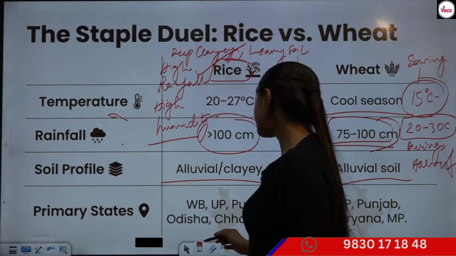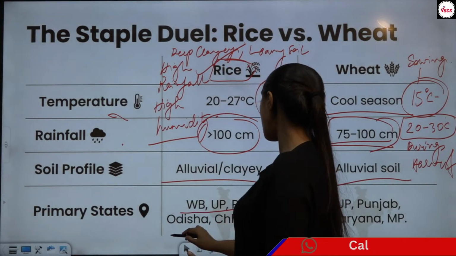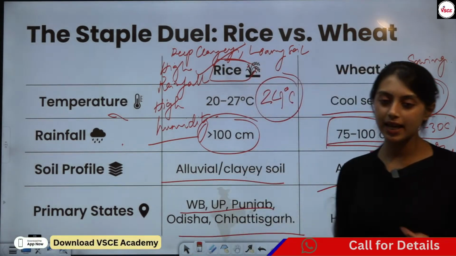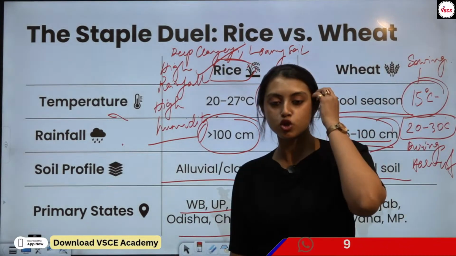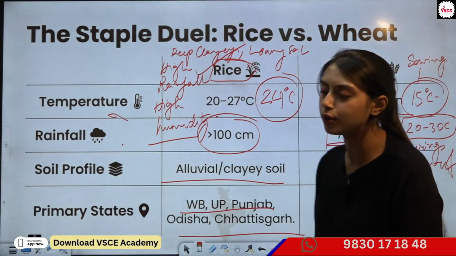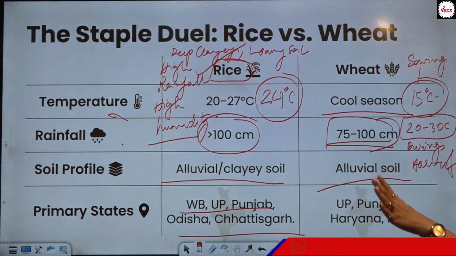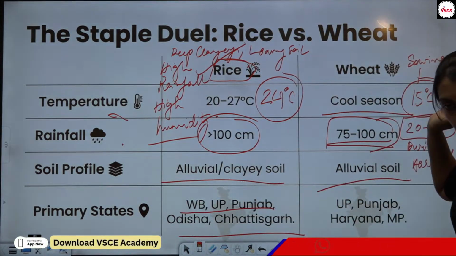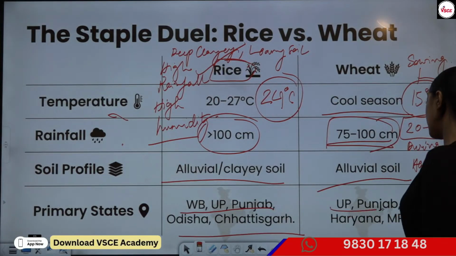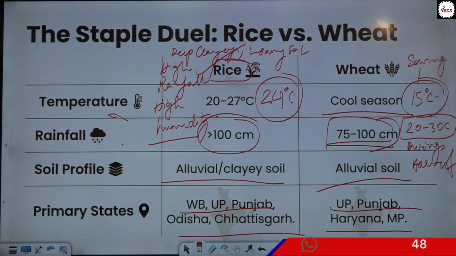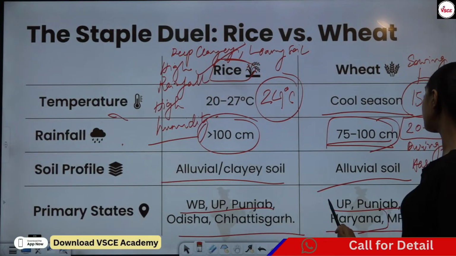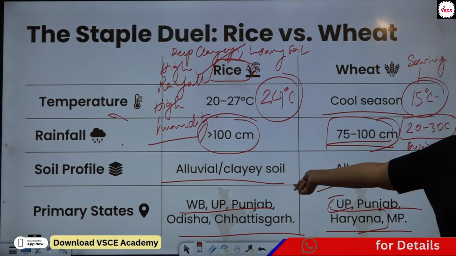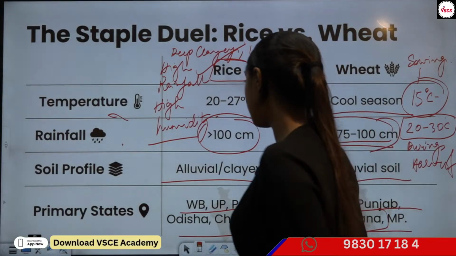Primary states for rice: West Bengal, UP, Punjab, Orissa, Chhattisgarh. Let's say it again: West Bengal, UP, Punjab, Orissa, Chhattisgarh. You can remember 3 names, it will be adequate. Just know whether rice is cultivated in this place or not for MCQ purpose. Great. And wheat: UP, Punjab, Haryana, MP. You can remember these 3. And for rice, West Bengal is very, very important.